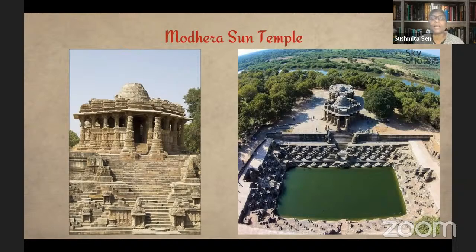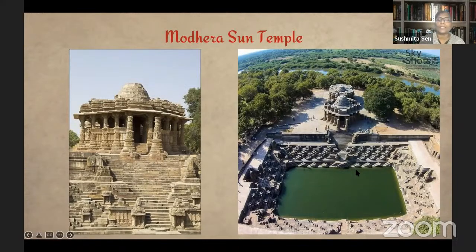Then the temple complex, as I showed you earlier, is divided into 3: Guha Mandap, Sanctum Hall, and the Sabha Mandap. And there is a kund here. And you can see the receding steps, there are smaller shrines on each of the steps, which have smaller figures of idols of gods and goddesses.